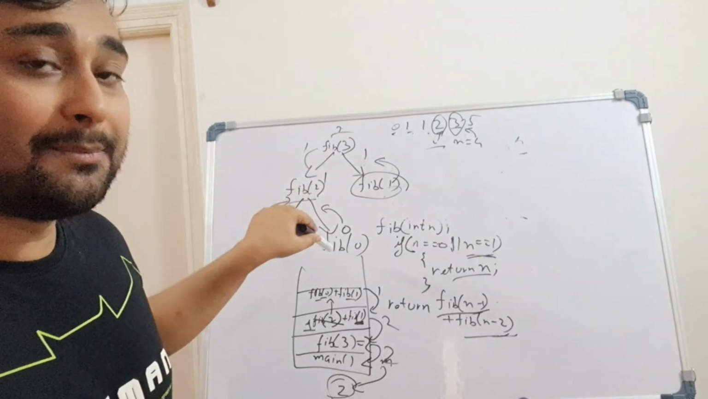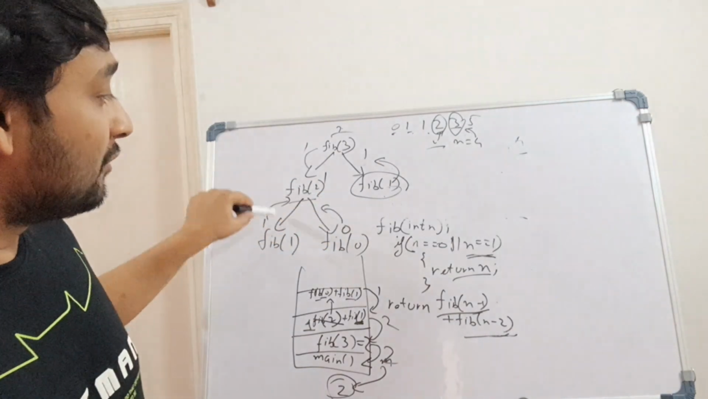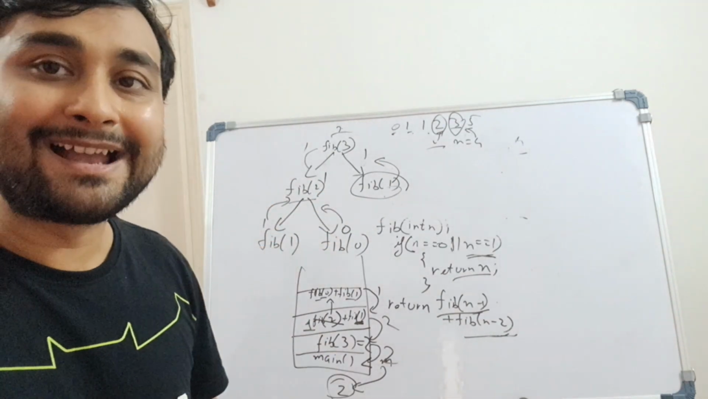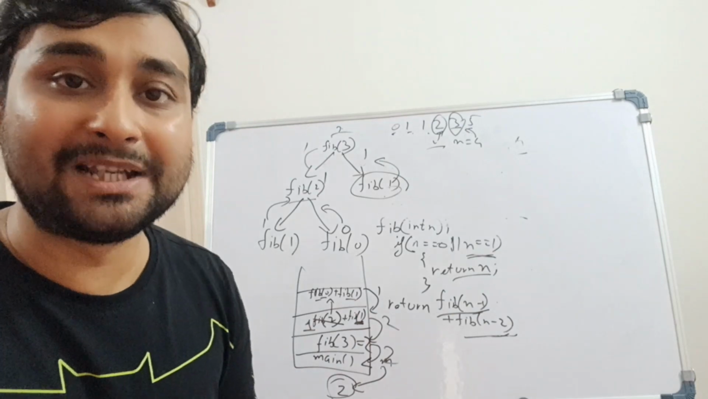So there is a recursive leap of faith. If you have that confidence, there is no need to calculate this. It automatically gets calculated internally through the recursive leap of faith.